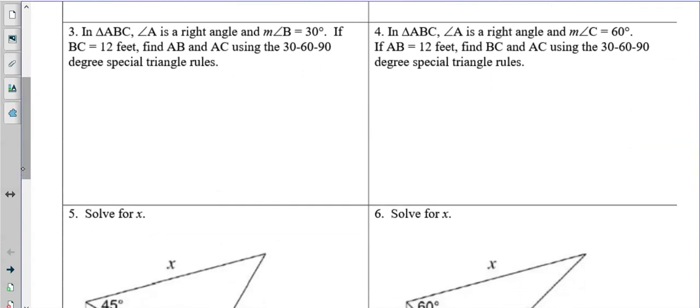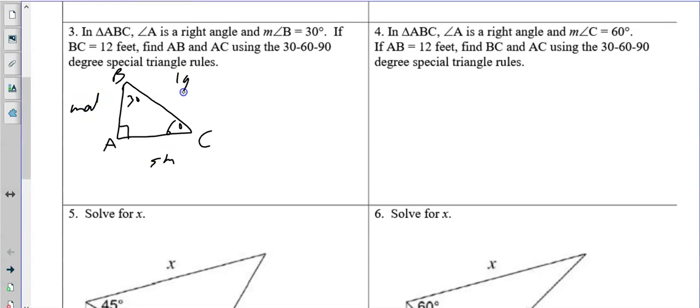All right, ABC. A is a right angle. So we're kind of doing the same thing over again. A, B, C. But this time, B is a 30-degree angle, which means this has to be 60. As soon as I do that, I'm going to label my sides. This is my small side, this is my medium side, and this is my large side, the hypotenuse, to remind myself. Baby bear, mama bear, and papa bear.